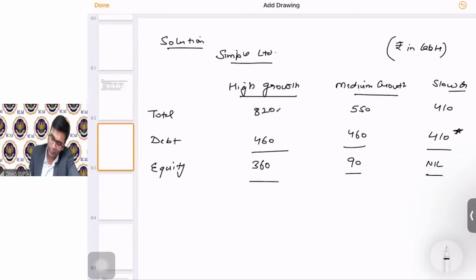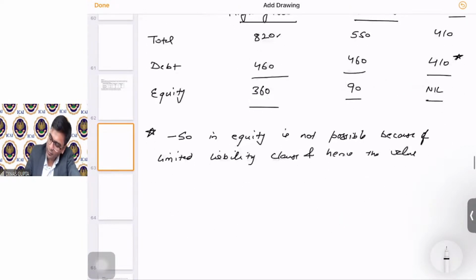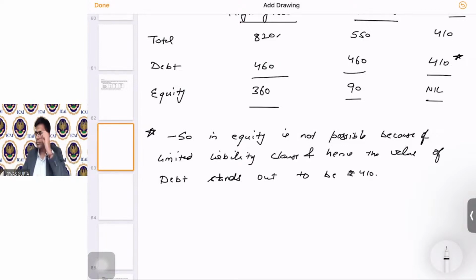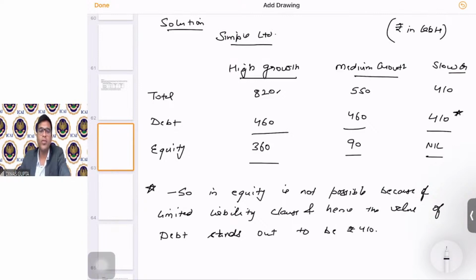Okay. So we can mention through the star: minus 50 in equity is not possible because of the limited liability clause, and hence the value of debt stands out to be rupees 410. Yes, Kumari Jyoti, you are also right. Perfect. Okay. Now, the similar breakup that we did for Simple Limited, we will do it for Dimple Limited.